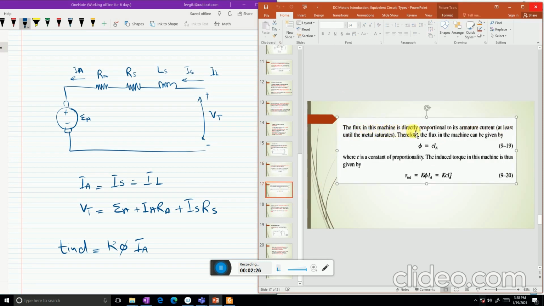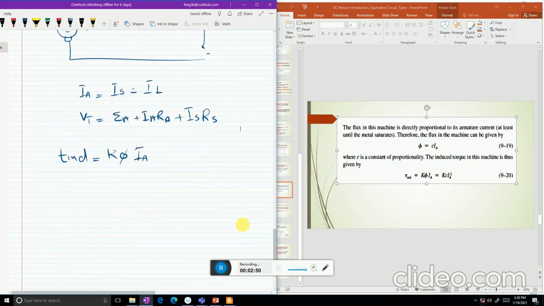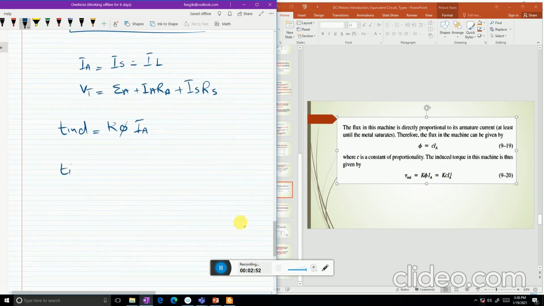The flux in this machine is directly proportional to its armature current. Flux in the machine is given as phi equal to C Ia, where C is the constant of proportionality. The induced torque in this machine is thus given by torque induced equal to K phi Ia, and in place of phi we put C Ia, and its value will become K C Ia square.